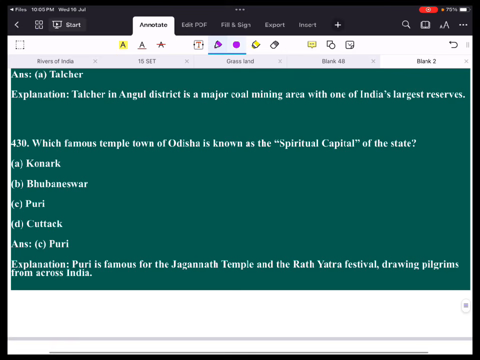Which famous temple town of Odisha is known as the spiritual capital of the state? That is option C, Puri. Puri is famous for the Jagannath temple and Rath Yatra festival, drawing pilgrims from across India.